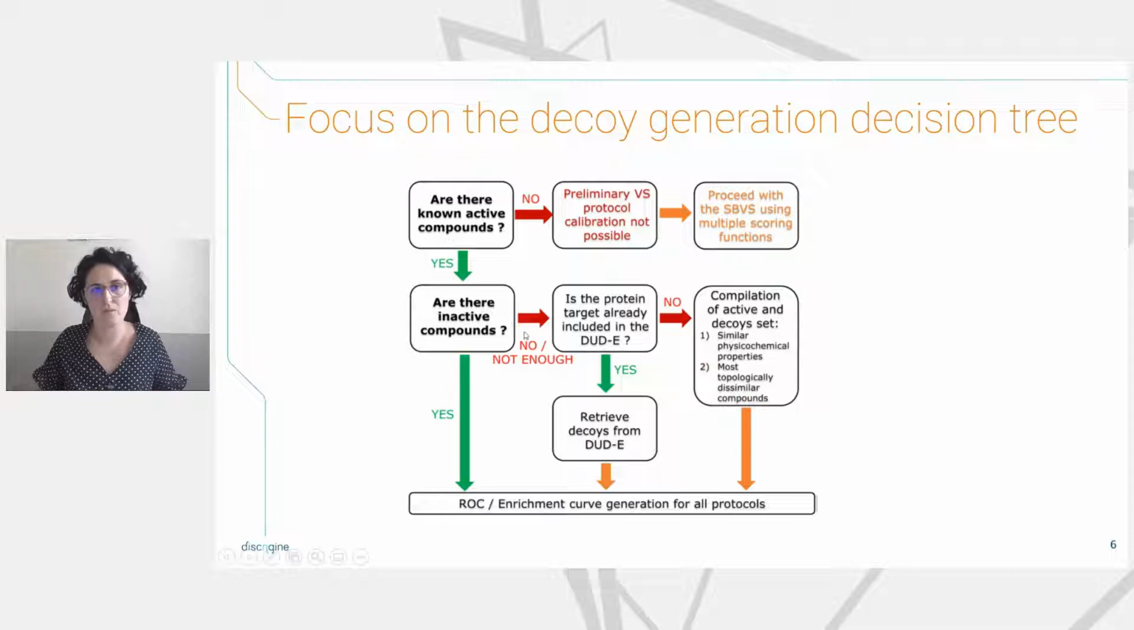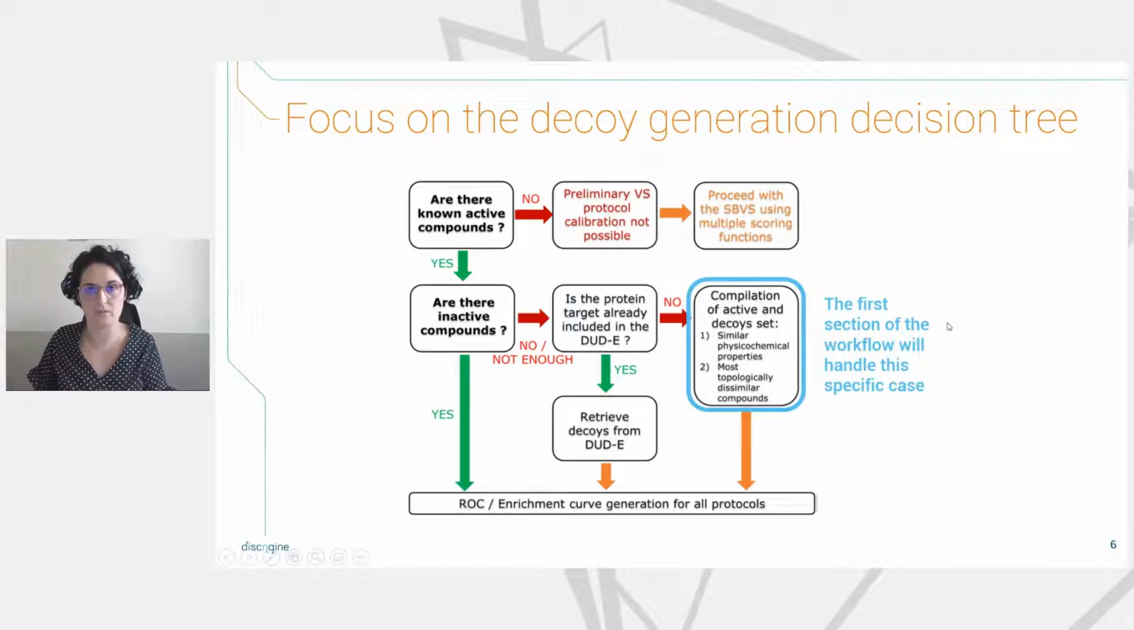Then if you don't have inactive compounds, or you don't have enough inactive compounds, you can check if your protein target is already in the DUD. If yes, you can retrieve some decoys from the DUD. And if no, you can use the first section of the workflow. So this is what I will focus my talk on now.